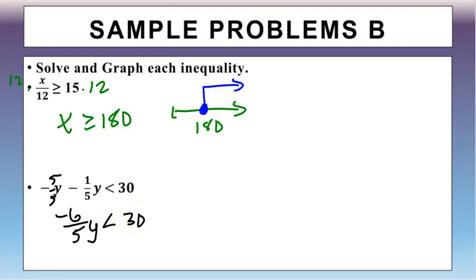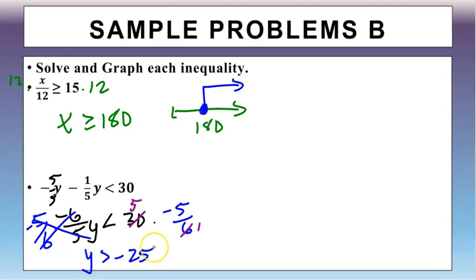Now the opposite of multiplying by negative 6/5 is multiplying by the reciprocal, which will give us a negative 5/6. So that's going to give us a y. And whatever I do on one side, I do on the other side. But because I'm multiplying by a negative number, I have to flip the symbol, so now it's greater than. And I'm going to simplify a little bit here, divide by 6 here, divide by 6 here. 5 times negative 5 is going to give us a negative 25. So now we can graph this.